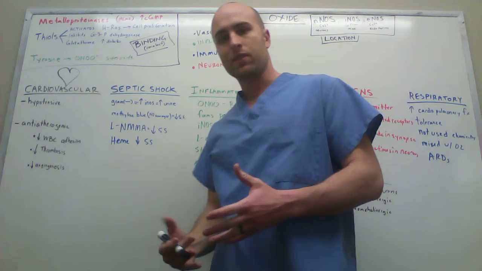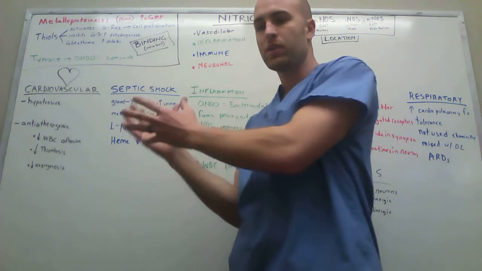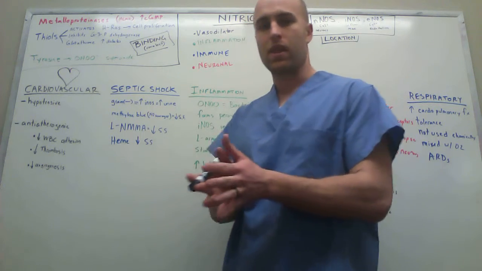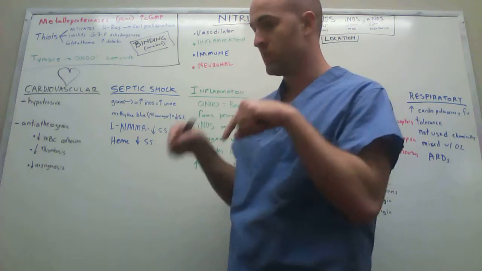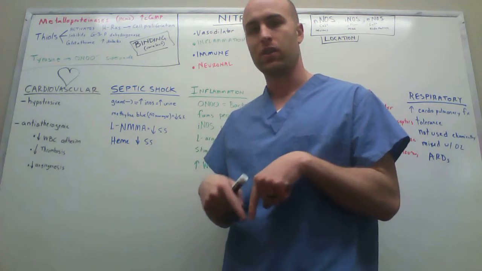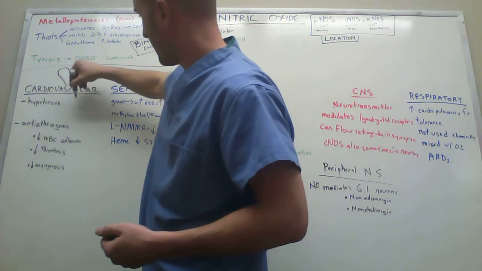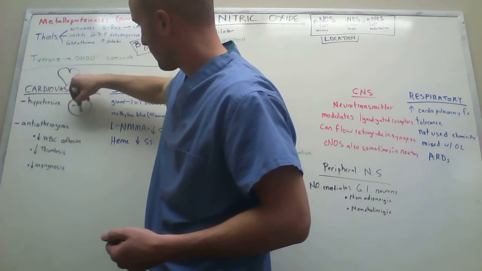So nitric oxide is hypotensive. That means that when nitric oxide comes in contact with your blood vessels, it causes them to expand, okay? Which is going to decrease the tension in your cardiovascular system. So hypotensive. So I'm going to draw a big circle here for an expanding blood vessel. See, it's expanding there.